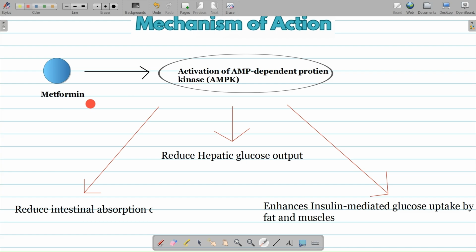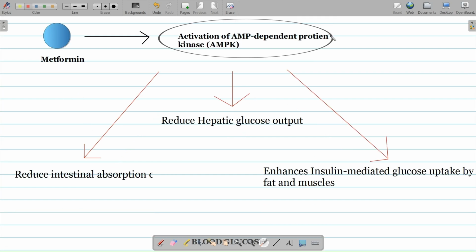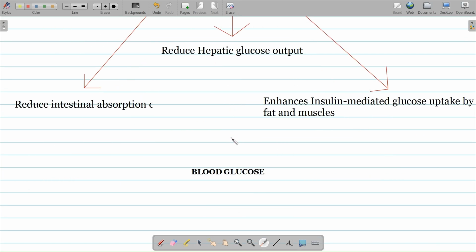So when metformin is taken, it causes activation of AMP dependent protein kinase. When this AMPK protein, which is an enzyme, is activated, it causes various changes around the body. So in liver, it reduces the output of glucose. So this causes a reduction in the blood glucose levels.